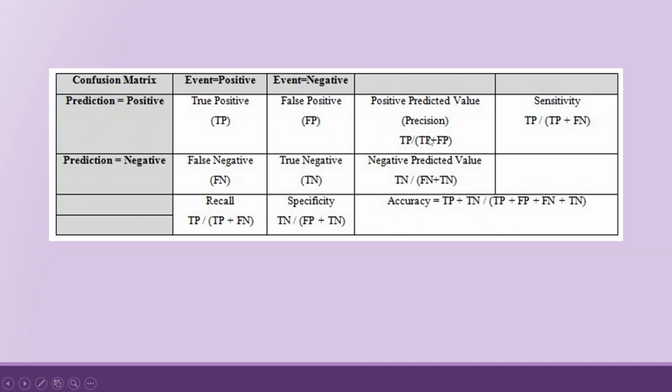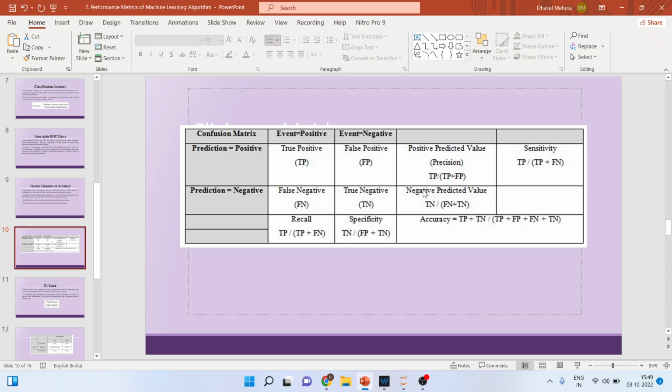Fine. This is the first one. The precision is true positive upon true positive plus false positive. That is a precision. And the sensitivity is true positive divided by true positive plus false negative. That is a sensitivity. Negative predicted value is true negative divided by true negative plus false negative.